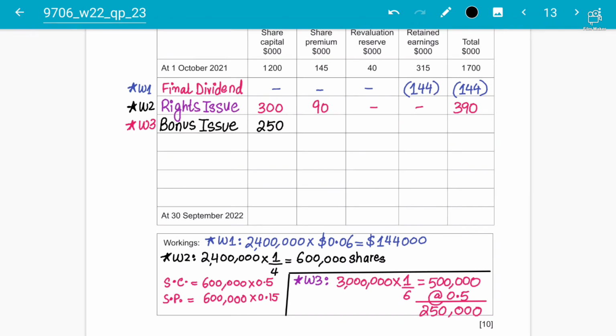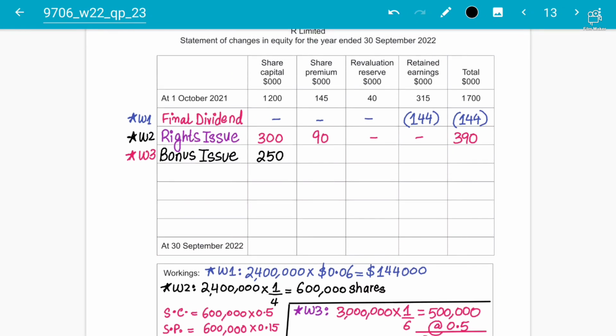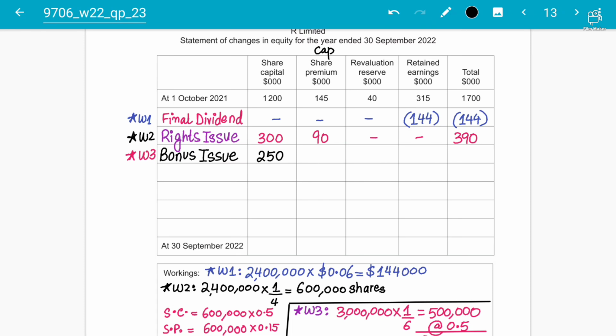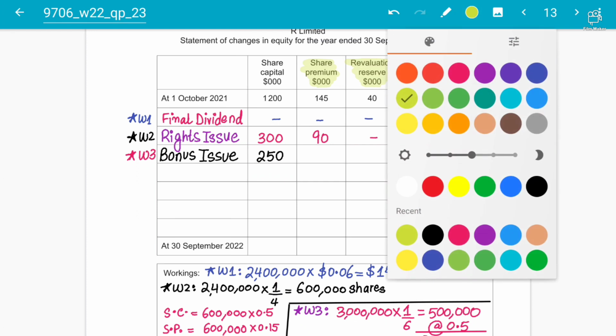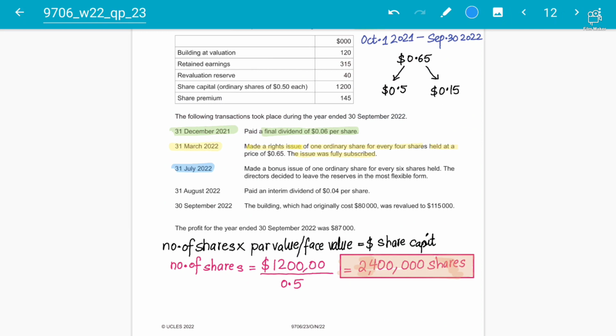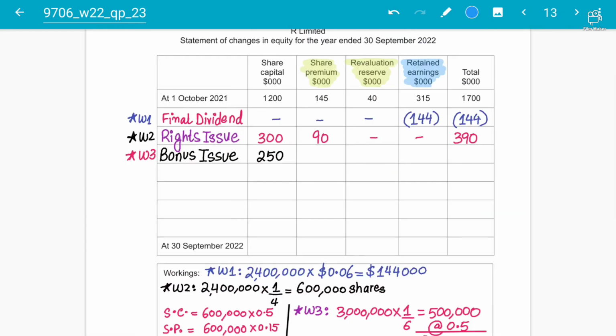Okay, 250,000 will be written here, bonus issue, and you finance the bonus issue from the reserves. So first you are going to finance from the capital reserve. So let me highlight as well for the students. This green color, these are capital reserves, share premium and revaluation reserve, and revenue reserves are in the blue color, that is retained earnings in this case only. Okay, so there is only retained earnings in the revenue reserves.